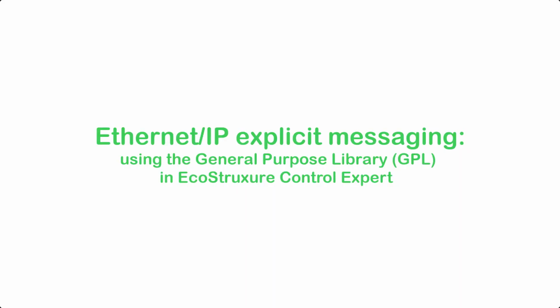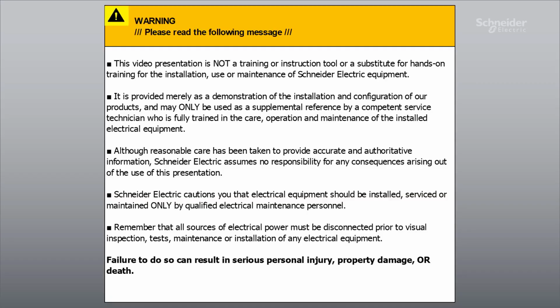Welcome to this demonstration of solutions in EcoStruxure Control Expert to implement EthernetIP explicit messaging with the function blocks offered in the general purpose library. Please bear in mind that this is a basic demonstration not intended to replace any formal product training. The user might also need to adapt the configuration shown to the actual project requirements.